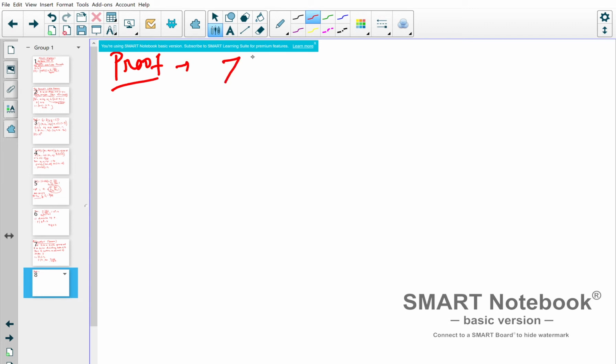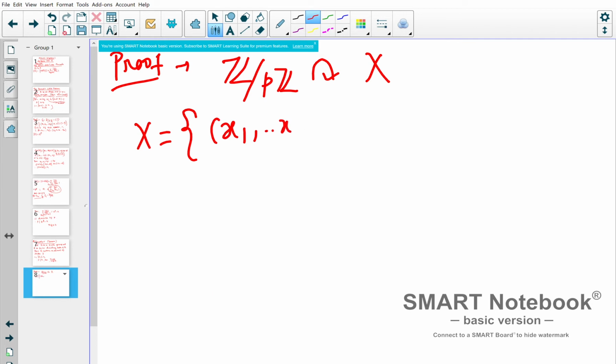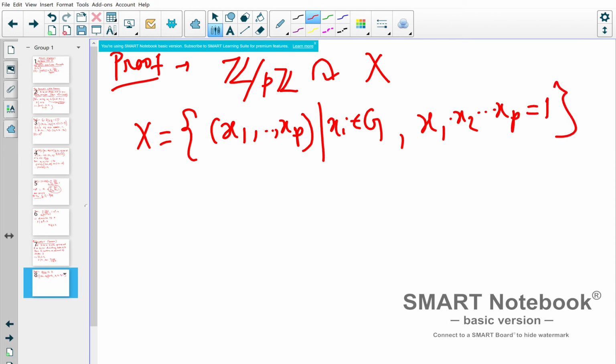So another group I am choosing is Z mod pZ, which is acting on a set X. And what is X here? X is the set of these p-tuples (x1, x2, ..., xp), but there is a twist. The twist is that these xi are elements of G. G is given to you, G has n many elements, right? And not only that, the product x1 x2 ... xp is always the identity. So I am choosing all those p-tuples whose entries are elements of G and whose product is the identity. One means the identity of G here, so I should write 1_G.